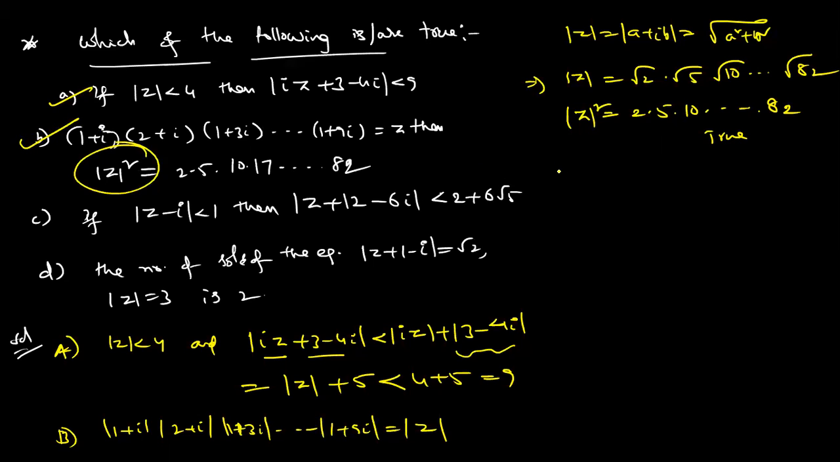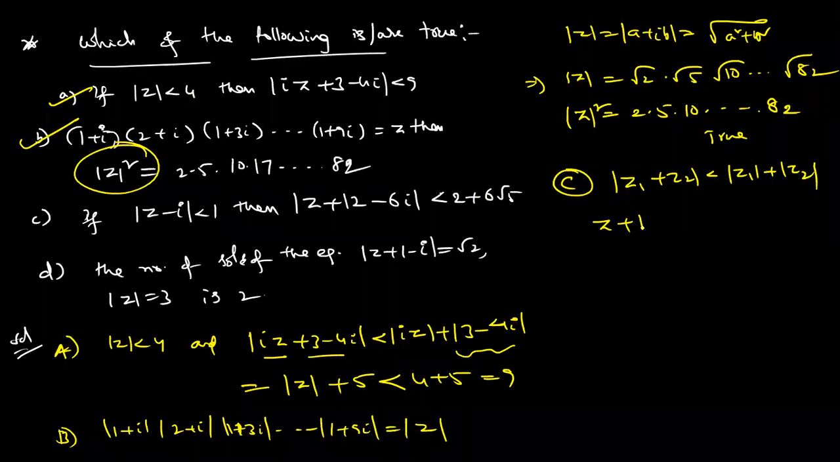Coming to option C. Anyone? Tell me, Maurya, what do you say about C? Whether it's true or false. Simple, in case C I am using this formula: modulus of Z1 plus Z2 is less than or equal to mod Z1 plus mod Z2. I am using this property especially for option A and option C.